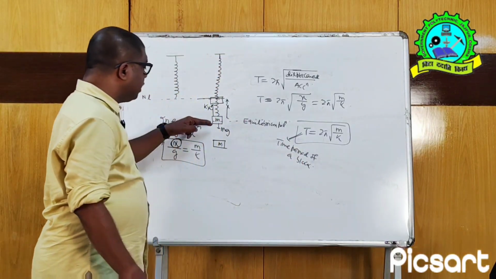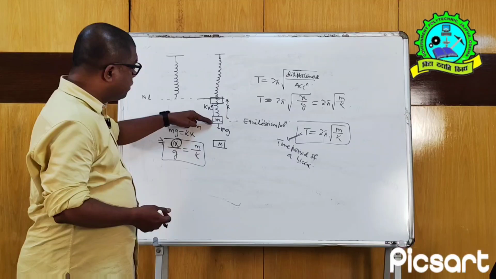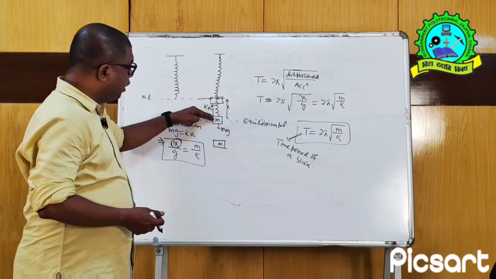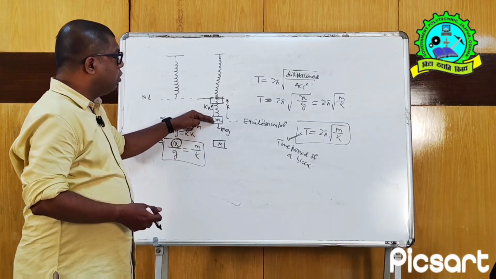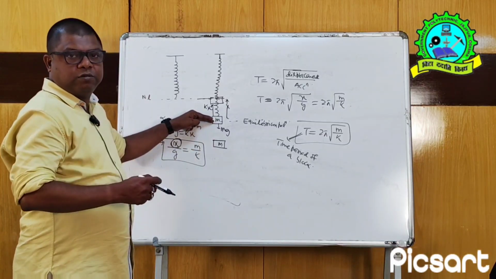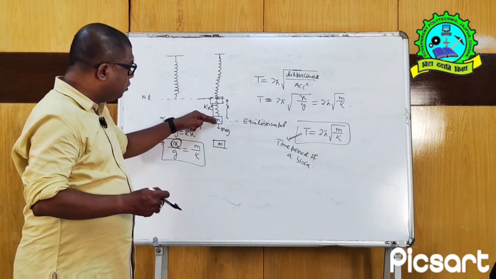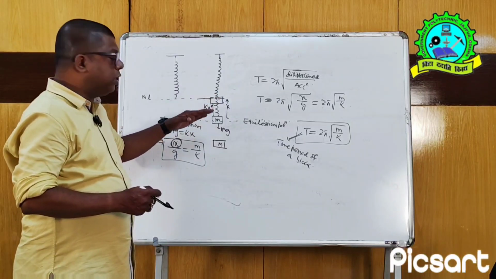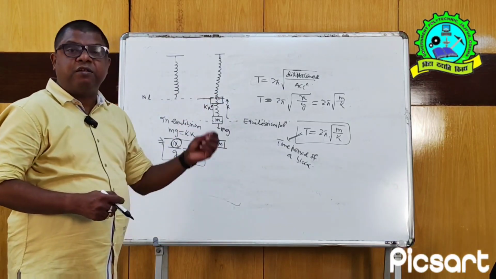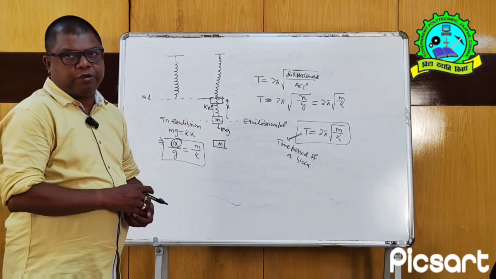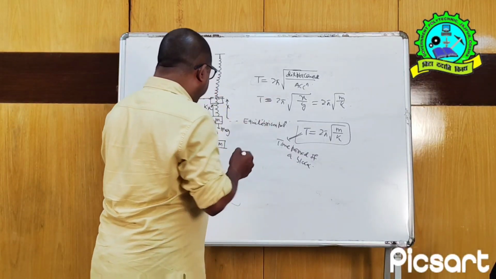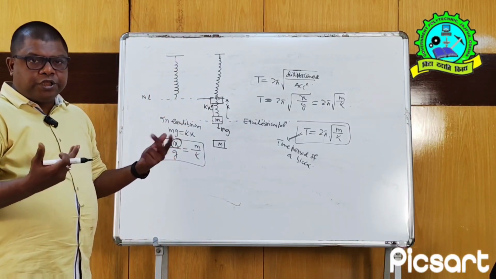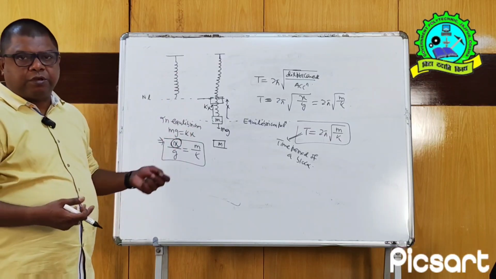T is the time period. Time period means time taken for one complete oscillation. That means if the oscillation starts from this position, it goes up, then comes back, then goes down, then comes to the equilibrium position. This is one oscillation. So it starts from this position, goes down, then equilibrium position, then up, then comes back to the original position. That is called one oscillation. The time taken for one oscillation is called the time period. And the spring constant can be calculated by the method of time period.